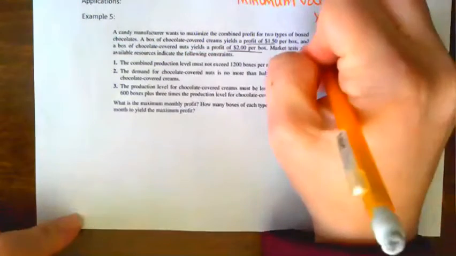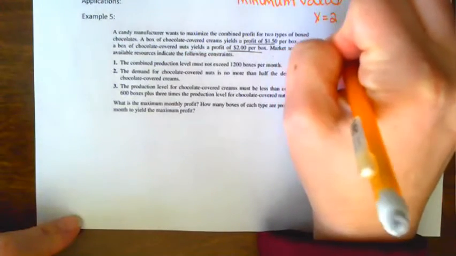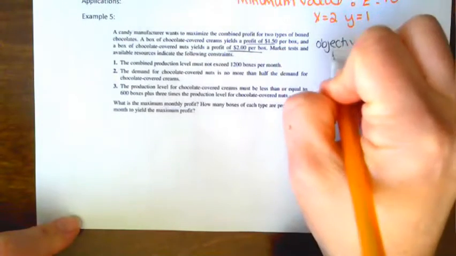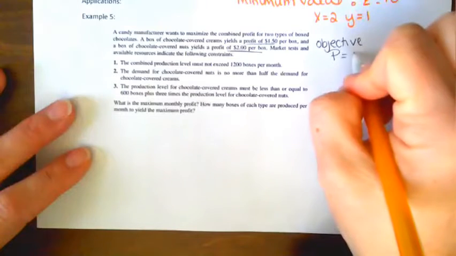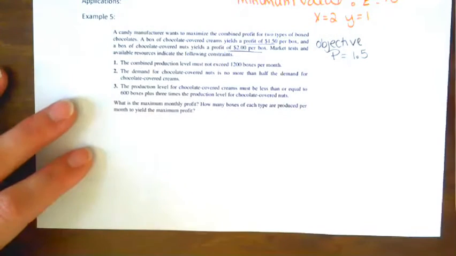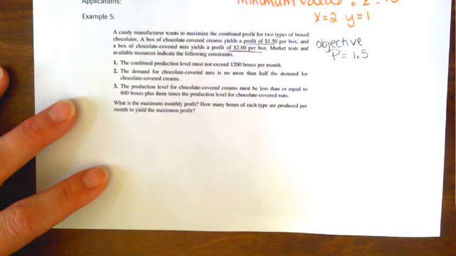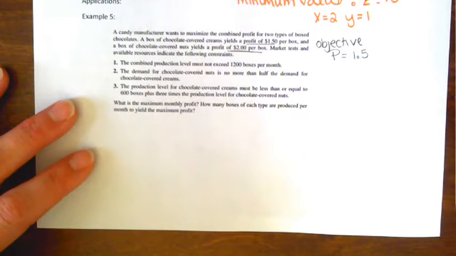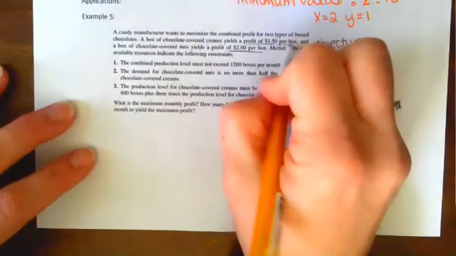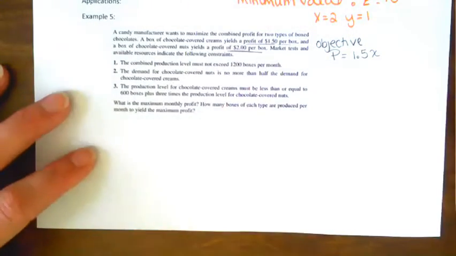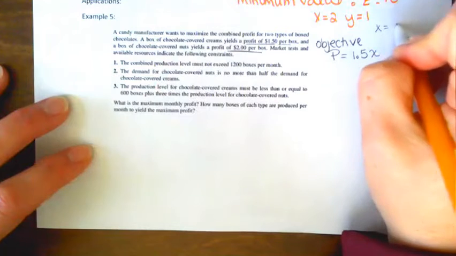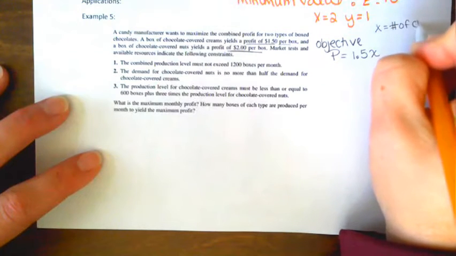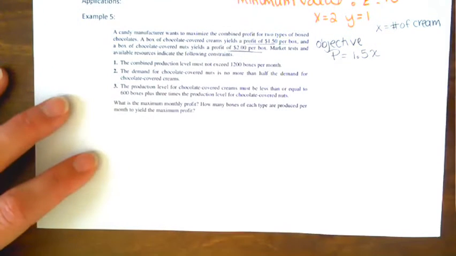So wouldn't my objective equation be my total profit, which could be Z or P, equals $1.50. What does per box mean? There's a variable associated with that. Yeah, so per box. So could I take $1.50 times x, and let's let x equal the number of chocolate covered creams? You guys okay with that?